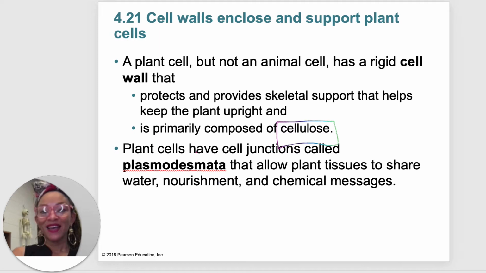All right, so plant cells have little cell junctions called plasmodesmata, and these allow the different plant tissues to actually share water, any kind of nourishment, and also chemical messages, kind of like those gap junctions in the human cell.